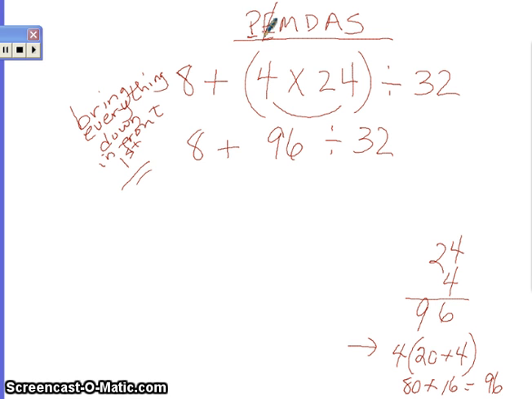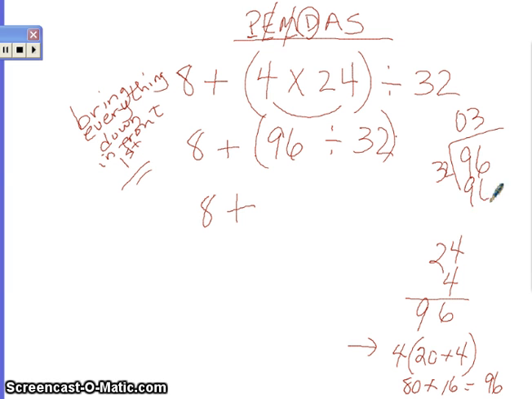Then we have a whole new problem. So we're going through PEMDAS. We don't have exponents or multiplication, so now we go ahead and do the division part. 96 divided by 32, and you should know how to do that. We've done a couple of those. That would be 3. If you have to do it on the side, that's fine. And then you have your 8 plus 3.